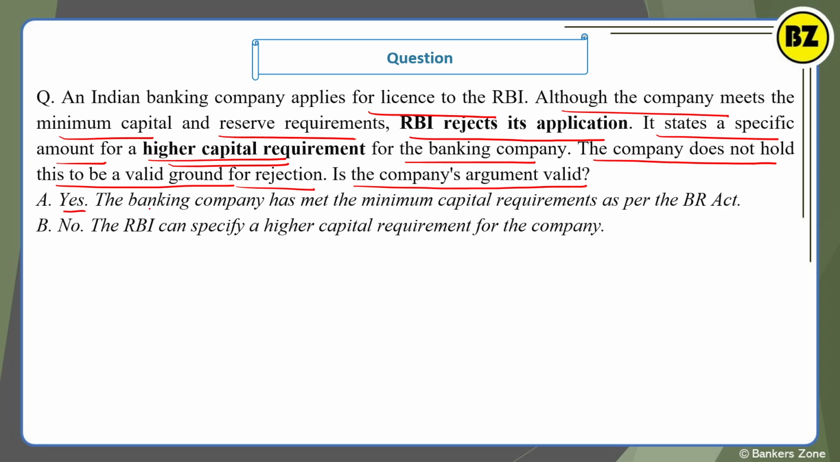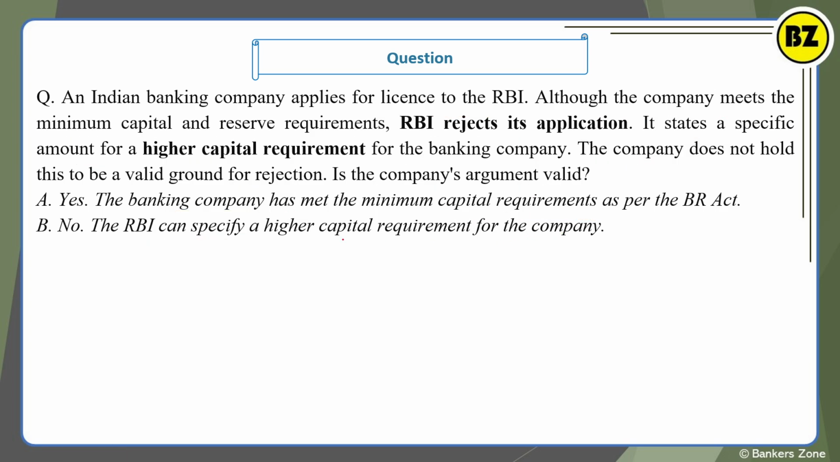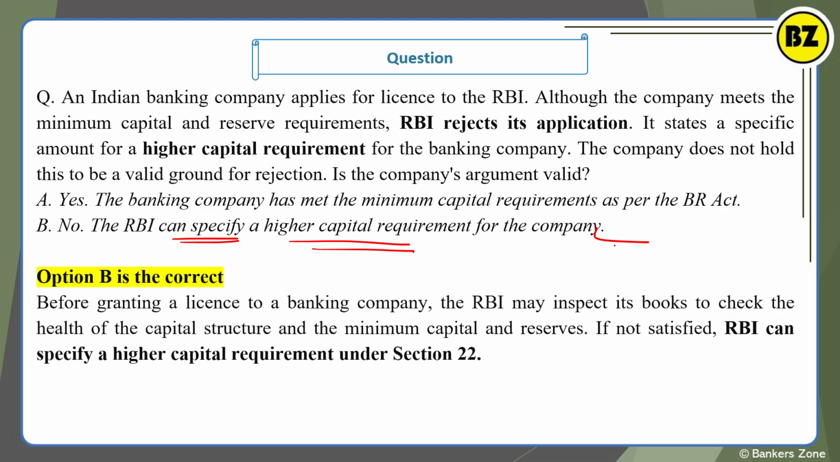Yes, the banking company has met the minimum capital requirement as per the BR Act, or no, the RBI can specify a higher amount of capital. So what is the correct option? Friends, here the option is that RBI is correct. RBI can specify the higher capital requirement for the company, right? So option B is correct.